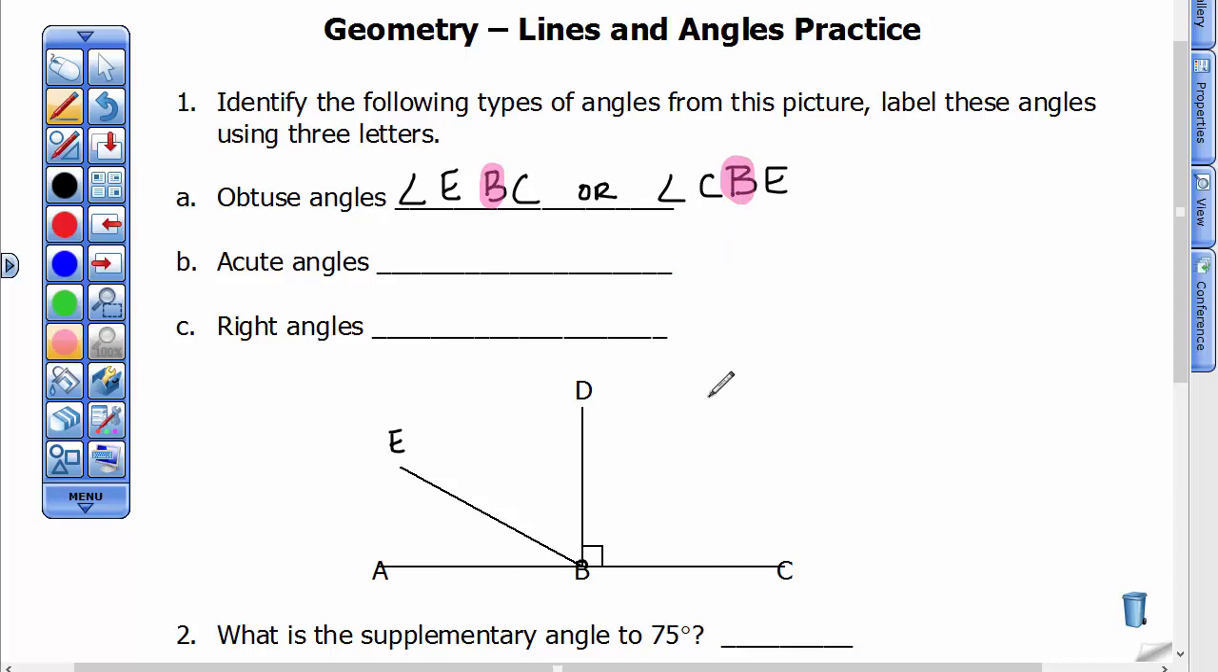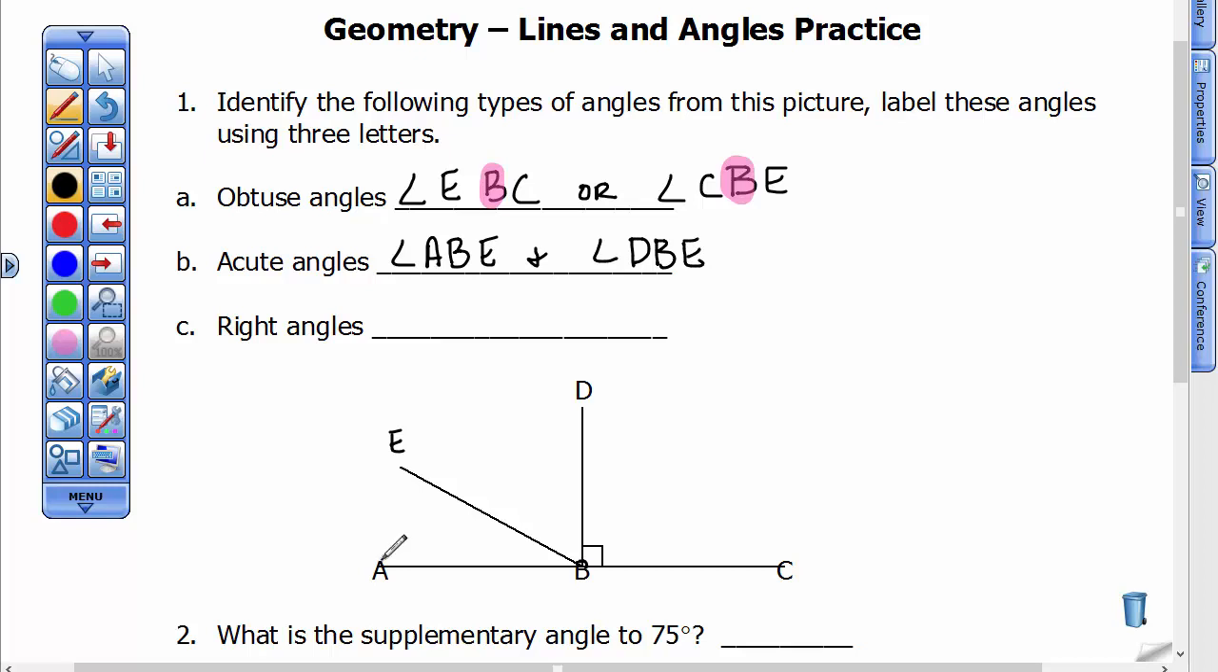Next, from this picture, I'd like you to describe any of the acute angles, and actually there are two. I'm not going to write them in both of their names, but I'm just going to write one version of each. An acute angle is something less than 90 degrees, so ABE would be an example of an acute angle. So would DBE. Again, you can write those in their other form as well. Just make sure that the vertex is in the center. So angle ABE and angle DBE are both acute angles.